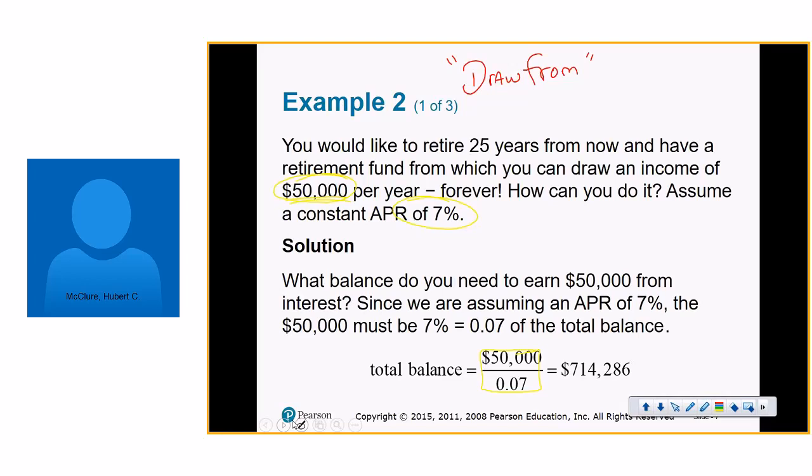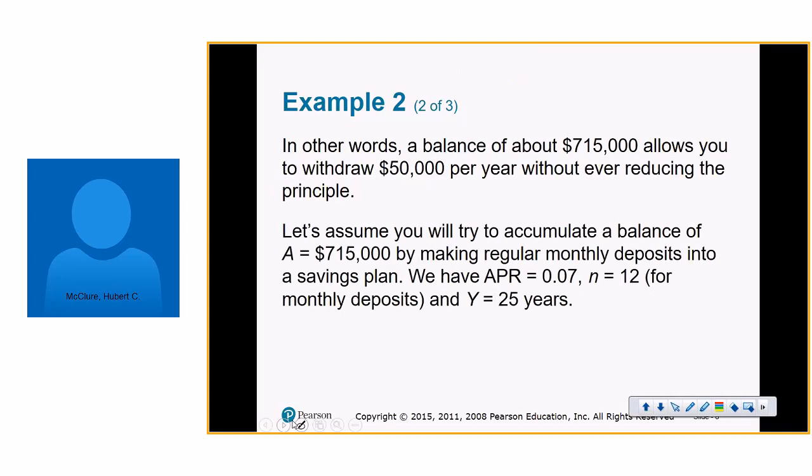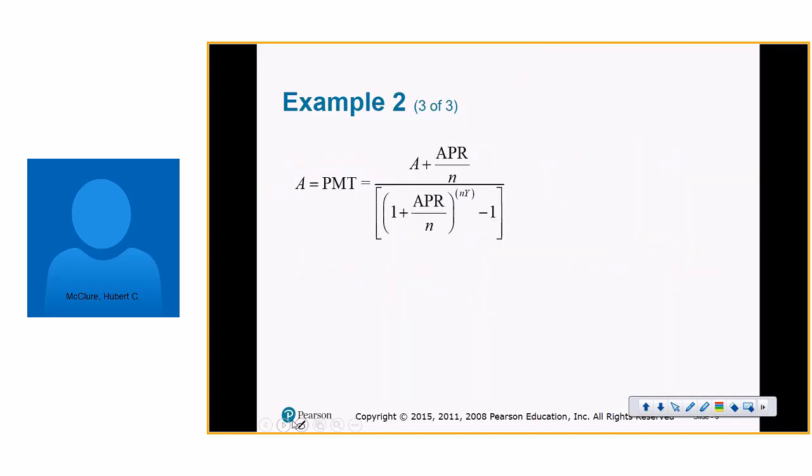Assume a constant APR of 7%, and they should give you the formula on the next page. In other words, a balance of 715 allows you to withdraw 50,000. Let's assume you will accumulate monthly deposits. There we go. Payment is equal to, and you're going to solve for it. I don't know if they derive the formula or if you just solve it at the end. Let's see what they do. There it is. Okay, payment is equal to, they changed the formula. They derived the formula to solve for what?